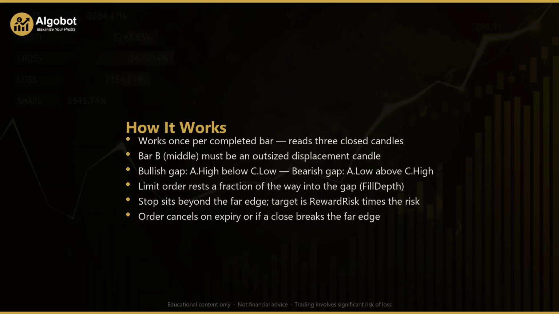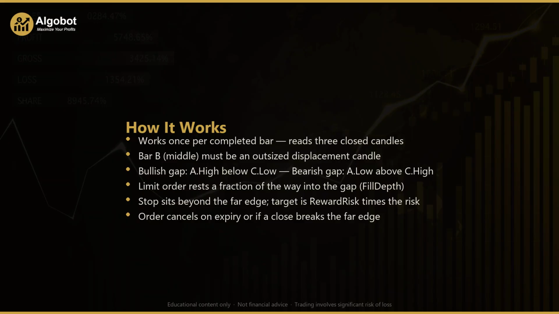The strategy measures the average candle range over the previous 20 bars, and B must be substantially larger than that average. By default, B's range must be at least 1.6 times the recent average. This is the displacement filter. It guarantees we only act on a genuinely strong expansion candle, not on ordinary noise.